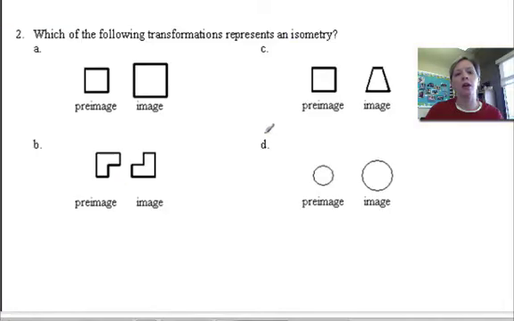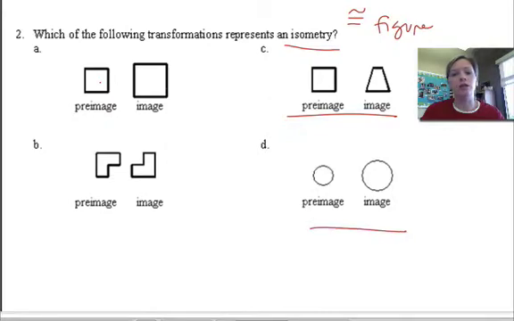Okay? Which of the following represents an isometry? So remember, an isometry is a transformation that creates a congruent figure. So these two, not congruent. These two, not congruent. These two, not congruent. They're different sizes. So B creates two congruent figures even though one is turned. So B is the isometry.